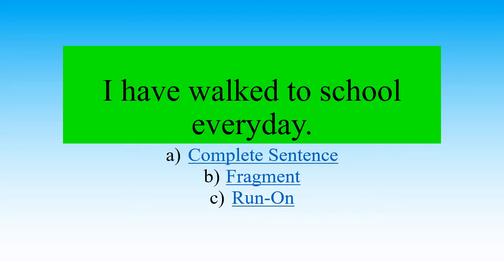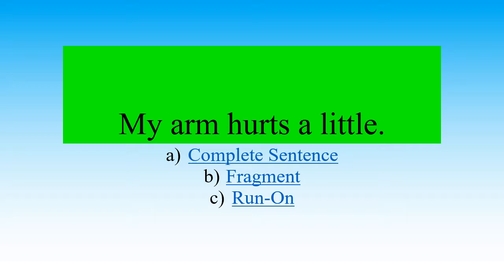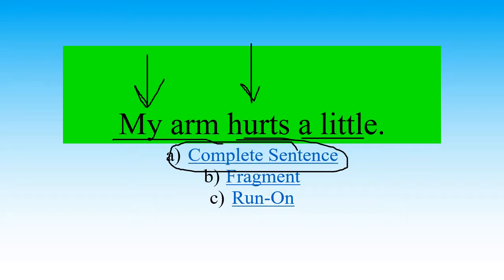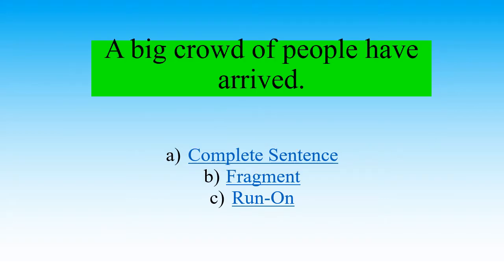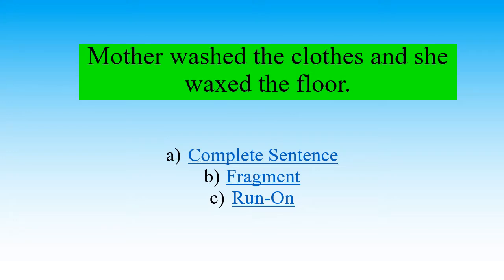I have walked to school every day. Subject, predicate, complete sentence. My arm hurts a little. My arm hurts. How much? It hurts a little. That's a complete sentence. Something is doing something or is in a state of something. A big crowd of people have arrived. A big crowd of people. Someone, what are they doing? Oh, they have arrived. Complete sentence.